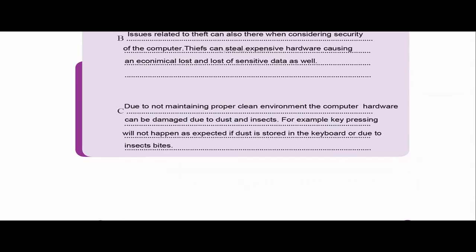For C, I have written that due to not maintaining a proper clean environment, your computer hardware can be damaged, especially due to dust and insects, right? For example, if there are a lot of insects and ants, and due to dust, sometimes your keyboard will not work as expected, right? Sometimes these ants are eating tiny elements inside your keyboard also. So then those devices will not work as expected.